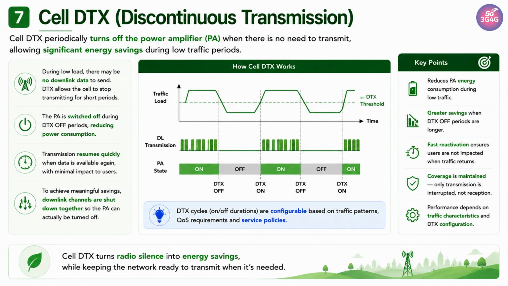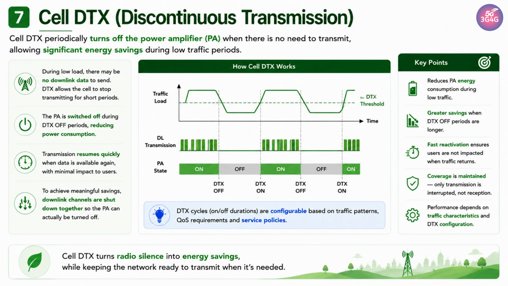Now let us look at cell DTX, or discontinuous transmission. The idea behind cell DTX is to stop transmitting for short periods when there is no need to transmit. During low traffic, there may be gaps where the cell does not have downlink data to send. If the radio continues transmitting unnecessarily, energy is wasted. Cell DTX allows the cell to periodically turn off the power amplifier during these inactive periods. This is important because the power amplifier is one of the most energy consuming parts of the radio chain. If it can be switched off, even briefly, energy can be saved.